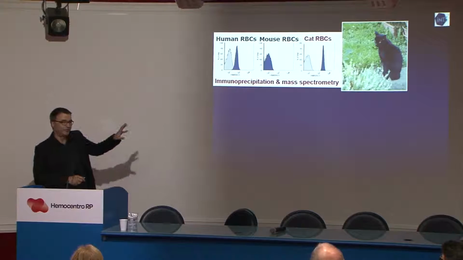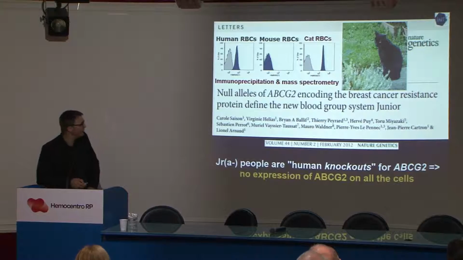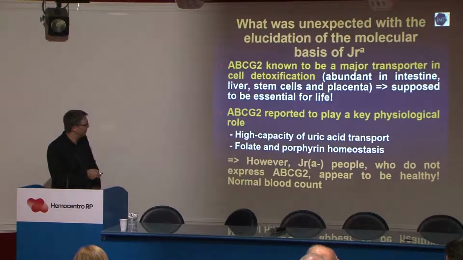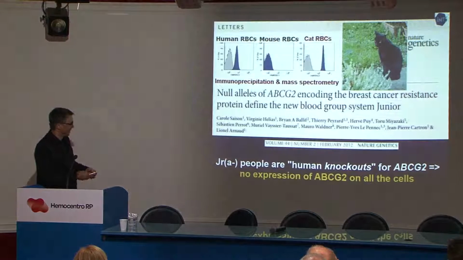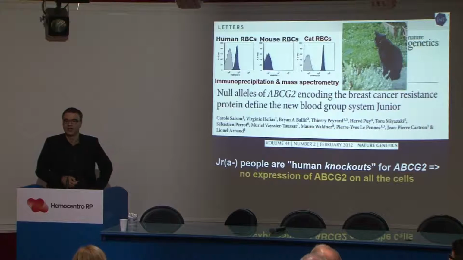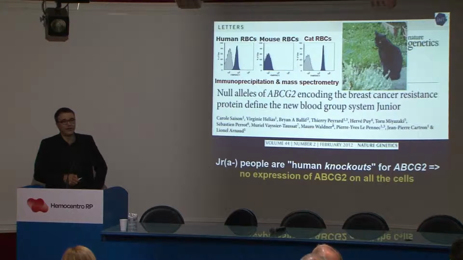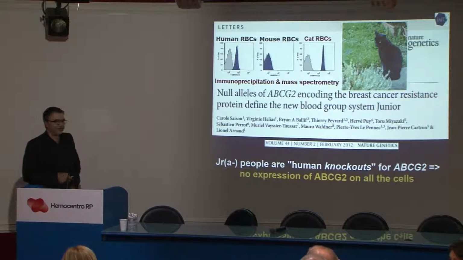And then what we did is an immunoprecipitation and mass spectrometry analysis. I'm sorry, I have a problem with this. I don't know why. Okay. And we discovered that the molecular basis of the JRA antigen was the ABCG2 protein. And this ABCG2 protein is well known, and its other name is the breast cancer resistance protein. So I'm going to go into more details afterwards.